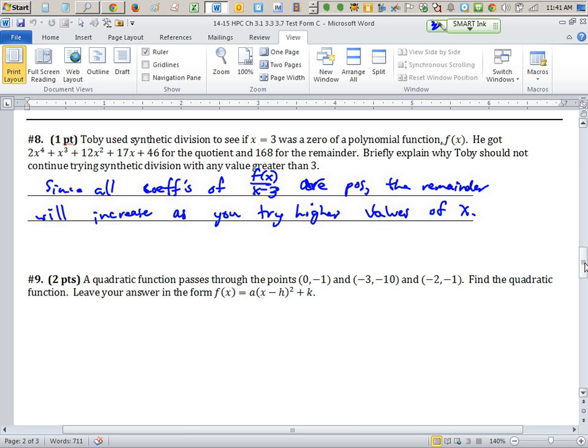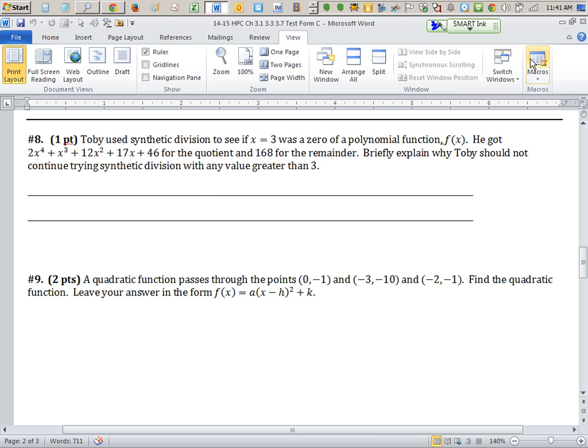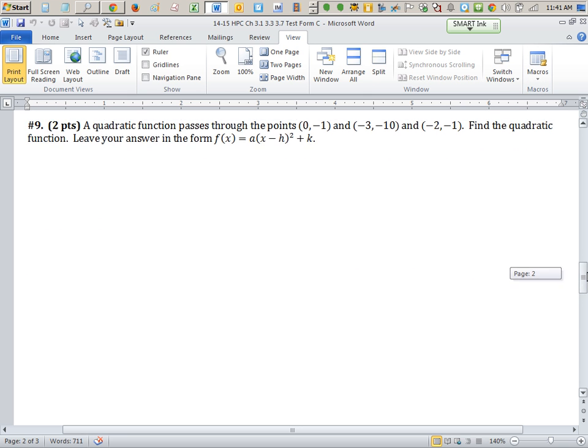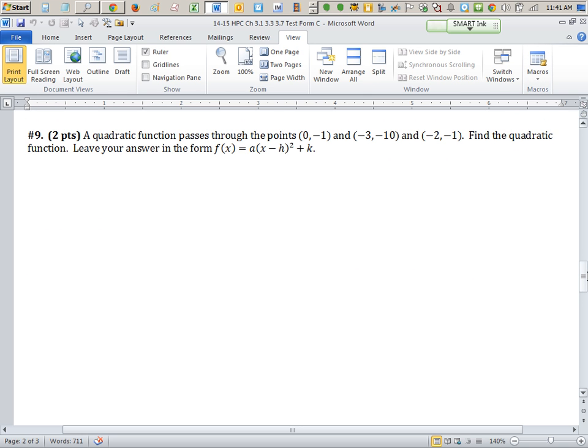division. A quadratic function passes through the points (0, -1), (-3, -10), and (-2, -1). So here's how I taught you to do this. You just start with the given facts, and these are all x's, and these are all f of x's, right? So you can actually start with writing -1 equals a times (x minus h) squared plus k. That's the first point plugged in.